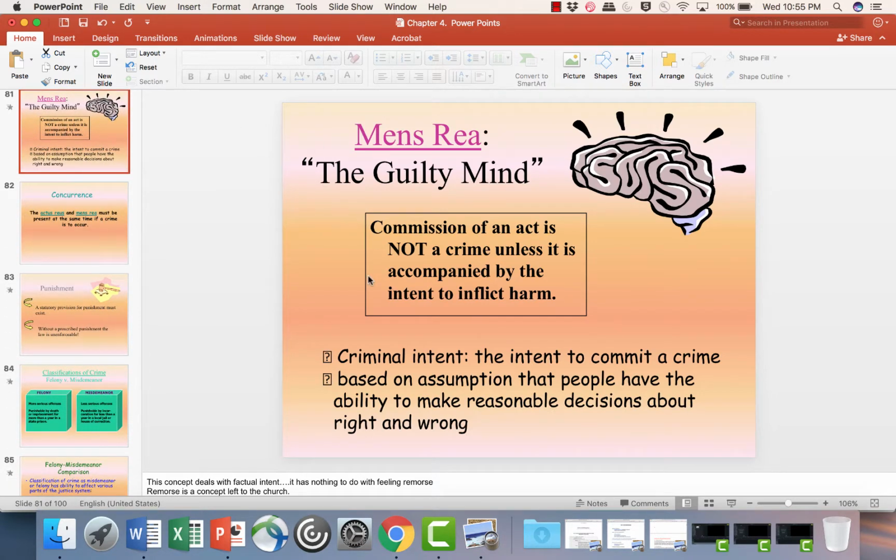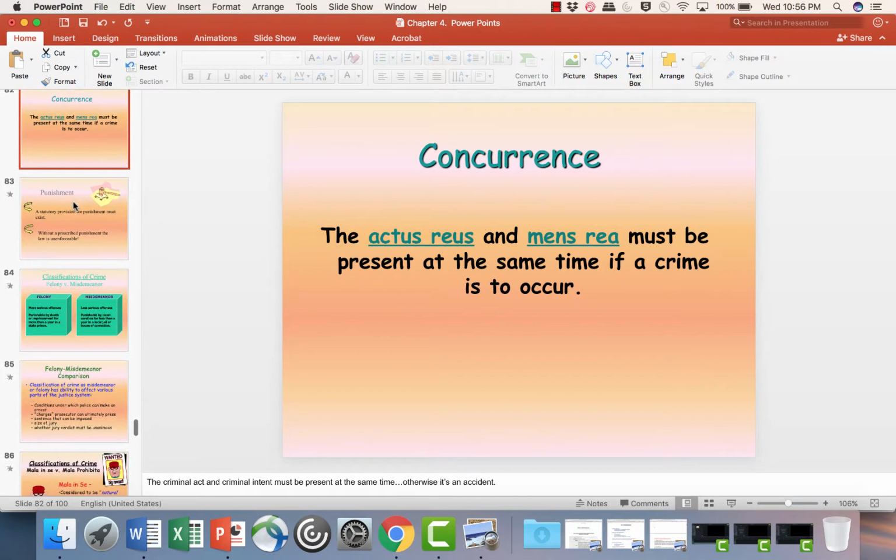Mens rea is the guilty mind. So the commission of an act is not a crime unless it's accompanied by the intent to inflict harm. So the criminal intent is the intent to commit a crime, based on the assumption that people have the ability to make reasonable decisions. And so this is also coming in behind our definition of theory and being able to make learning theory and that sort of stuff.